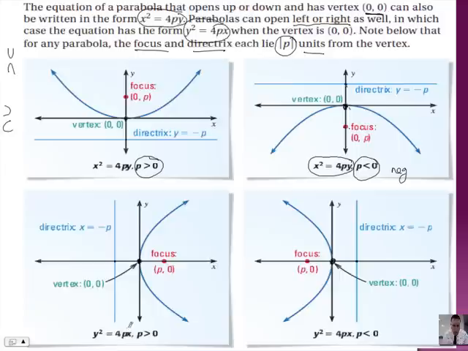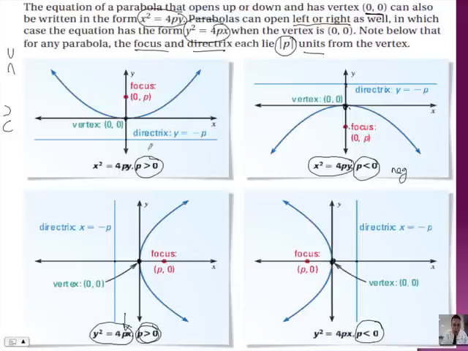What about down here? Y squared equals something x. I know that's left or right because it's y squared. So therefore, p is greater than 0. This p right here is greater than 0, so that means it's going to go right. If p is less than 0 for y squared equals 4px, then you know it's going to go left. Okay? Now I need you to write down something here.